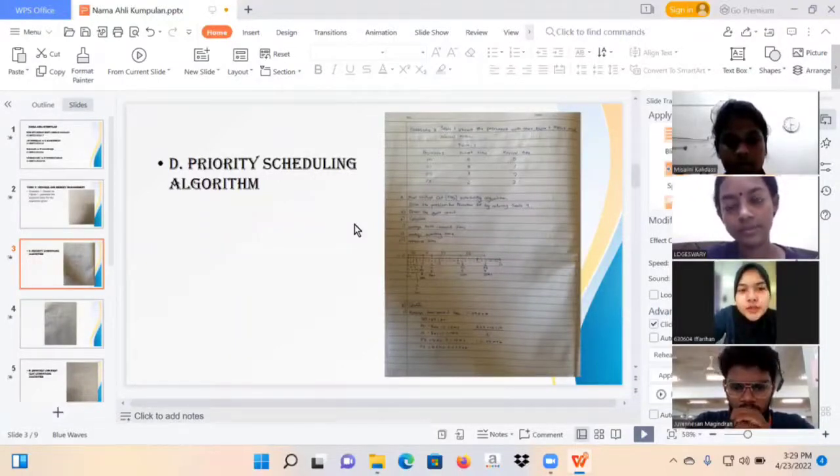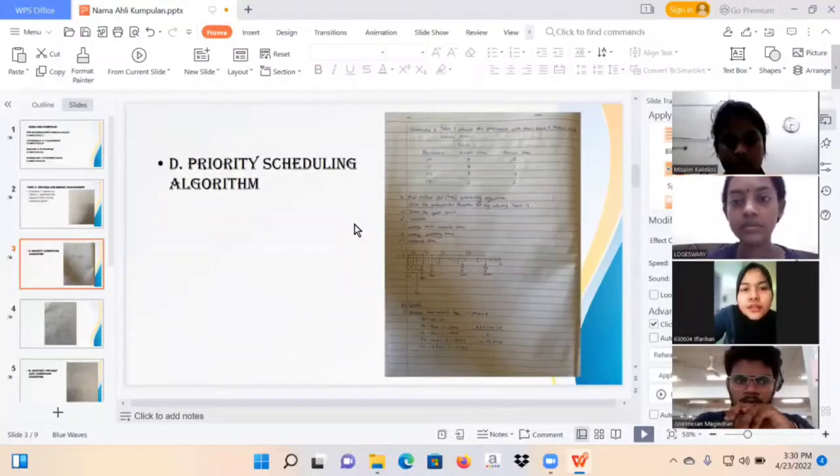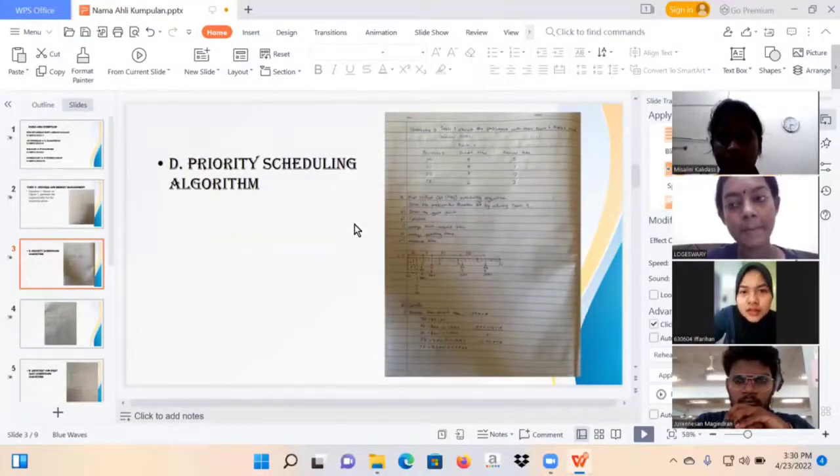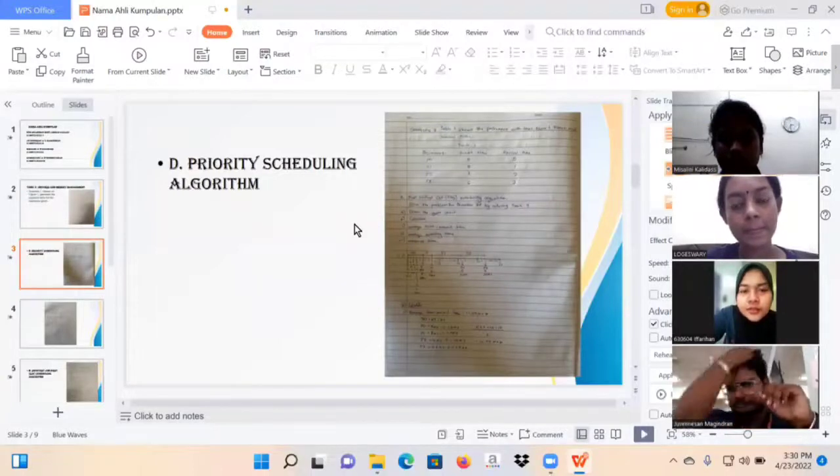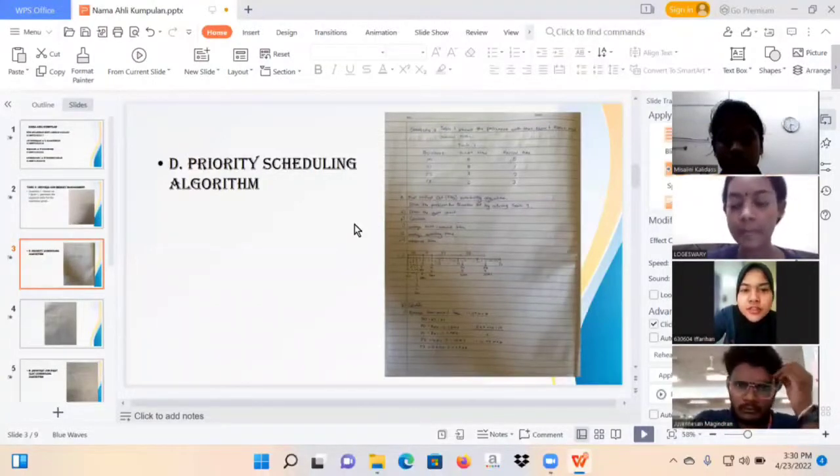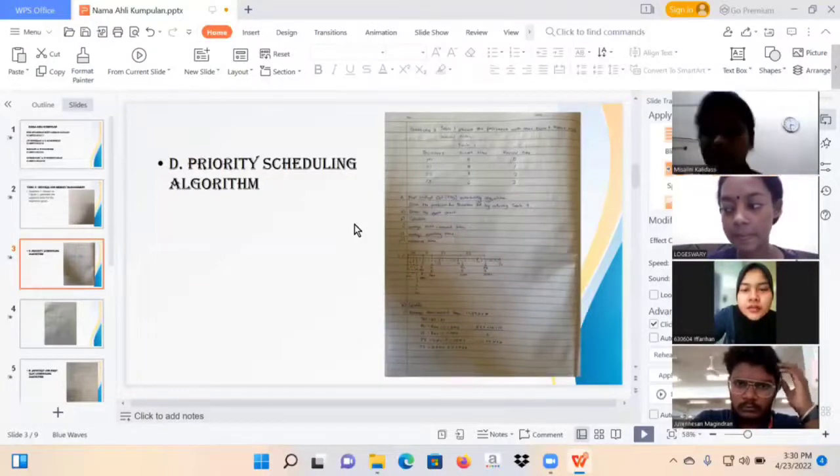Question 2, table 1 shows the process with their burst time and arrival time. Process 0 is burst time 5 and arrival time 0. Process 1 is burst time 3 and arrival time 1. Process 2 is burst time 8 and arrival time 2. Process 3 burst time is 6 and arrival time 3.